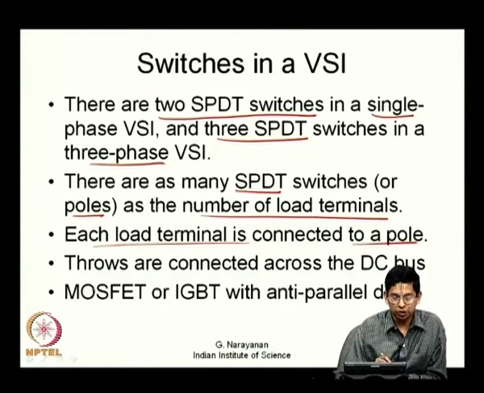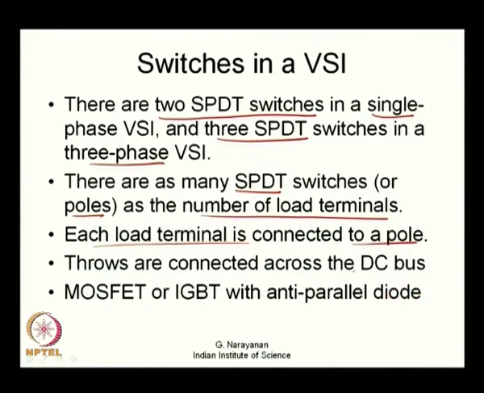And how about the throws? The throws are connected across the DC bus. The DC bus should never get shorted, and therefore, you always have the throws connected across the DC bus. And what kind of switches do you use? You either use MOSFET or IGBT with anti-parallel diode. So, an IGBT with an anti-parallel diode is capable of conducting in either direction and blocking a potential of only one polarity, the collector being positive with respect to the emitter now.